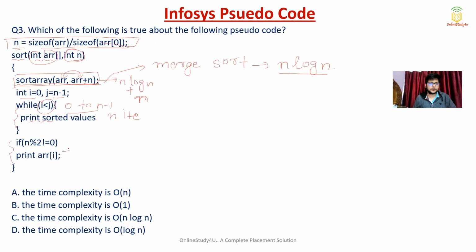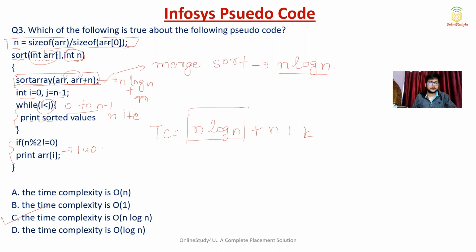And this will be 1 unit operation again. So the entire time complexity will be n log n plus some constant unit operations. This is the total time complexity. As I've discussed before, we always take the highest order term. So this is the highest order term, and this is the entire time complexity of this code. So C is the correct option for this.